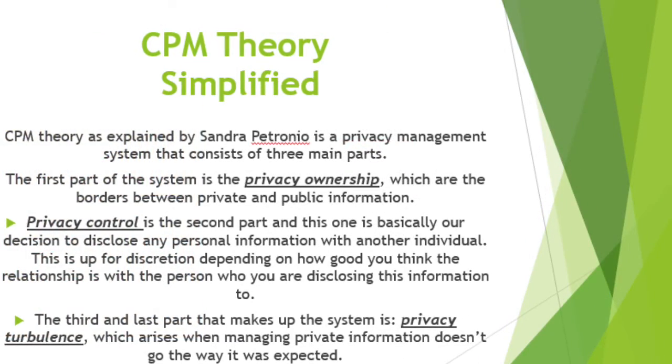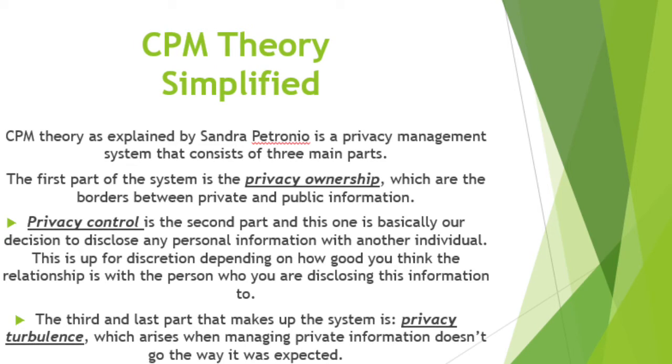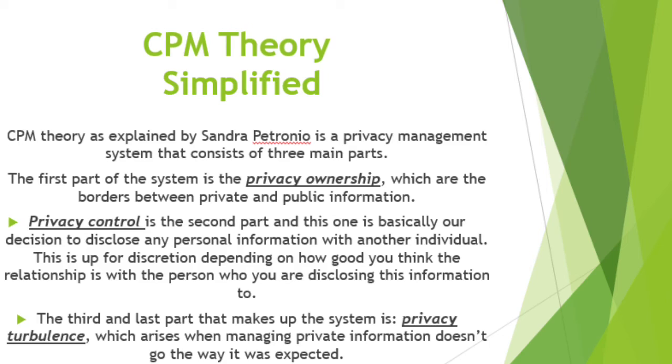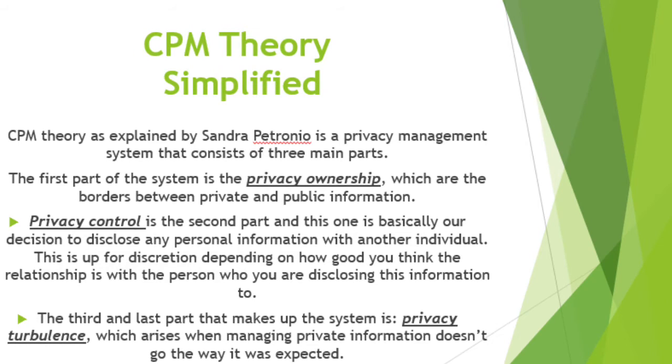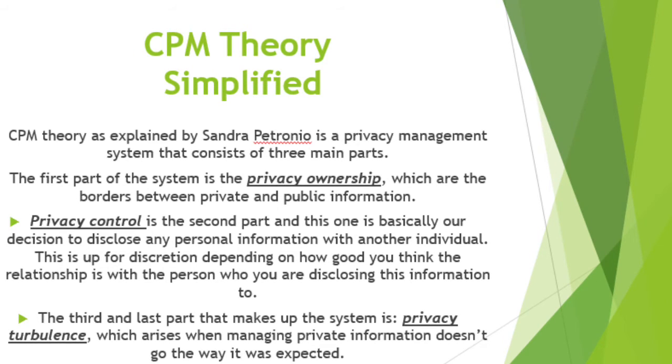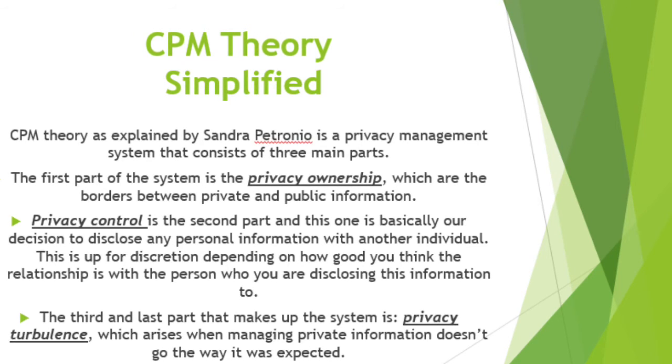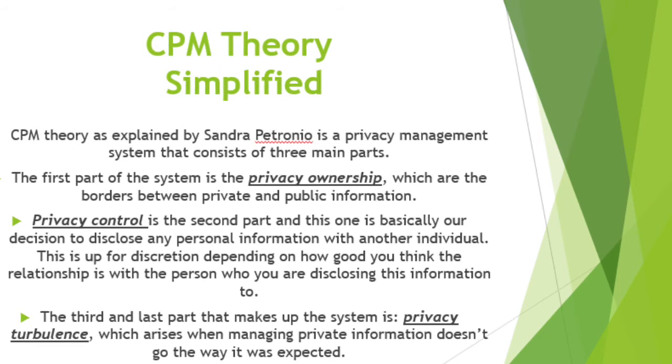An easier way to remember the CPM theory is to look at it as three different parts. The first one, privacy ownership, which are the borders between private and public information. This basically means that whenever you own private information, you don't want to disclose it to anyone.